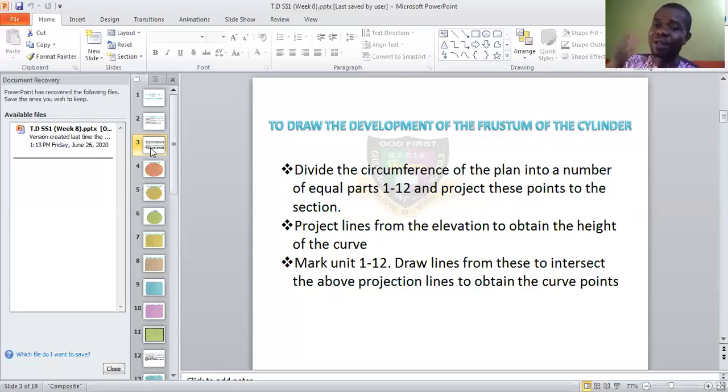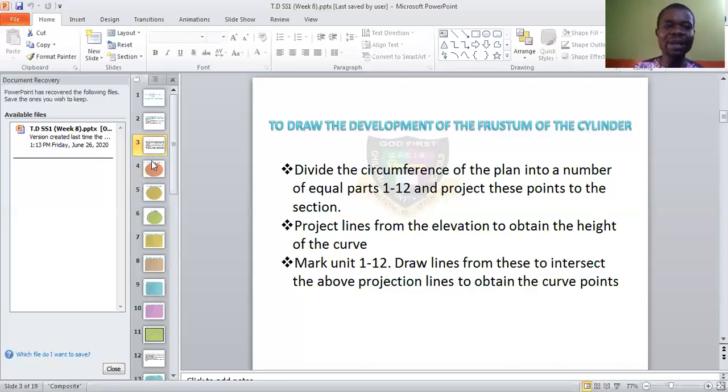Then mark points 1 to 12 on the section. These ones are marked 1, 2, 3, 4, 5, to 12 on the section. That is the line you have drawn at this side. Then you draw lines from these points to intersect the above projection lines to obtain the curve. That is at points 1, 2, 3, 4, 5, to 12. Project perpendiculars. The ones you projected to meet at the section were horizontal, so they will not have a meeting point. Line 1 meets line 1, line 2 meets line 2, line 3 meets line 3, just as we'll be doing in the case of parabola and all.